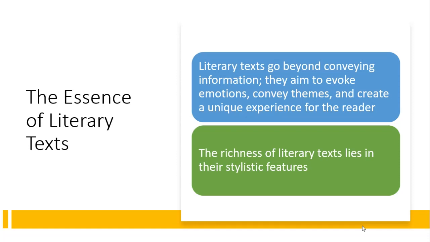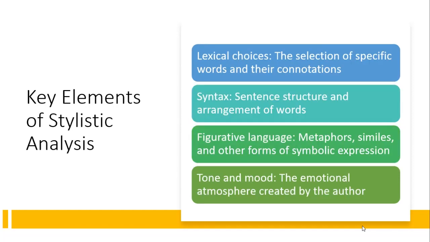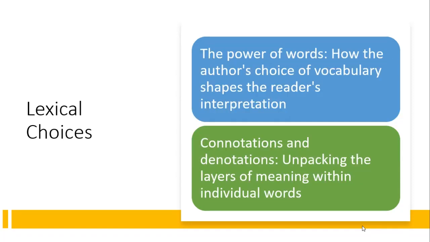There are some key elements of stylistics that can be applied to analyze a text. The most common of them are lexical choices, syntax, figurative language, tone, and mood. Now we will see them one by one. Lexical choices: the power of words. How the author's choice of vocabulary shapes the reader's interpretation. Connotation and denotation: unpacking the layers of meaning within individual words.